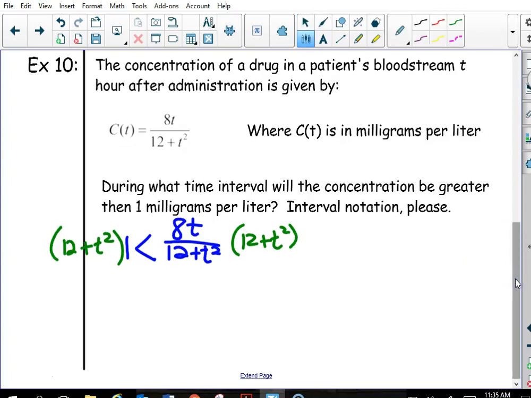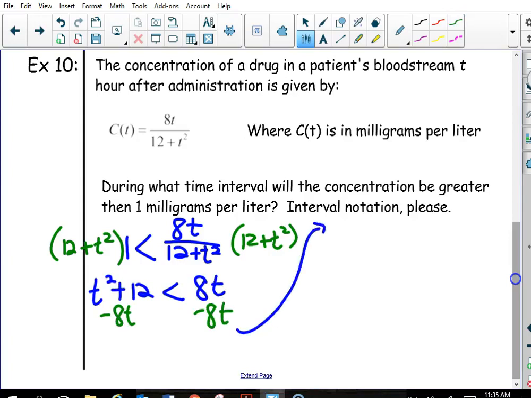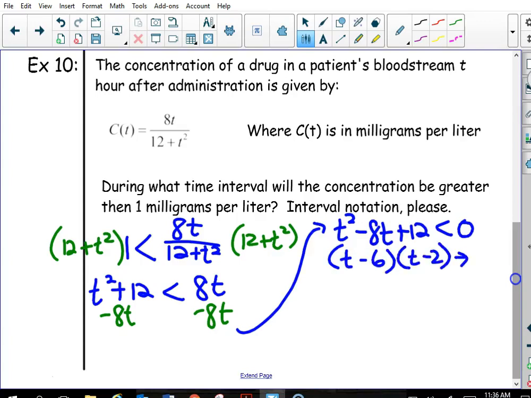I'm going to put it in standard form. T squared plus 12 is less than 8t. Let's get a 0 over here, and get t squared minus 8t plus 12 is less than 0. So factoring, I get t minus 6, t minus 2. So my critical points are at 2 and 6.